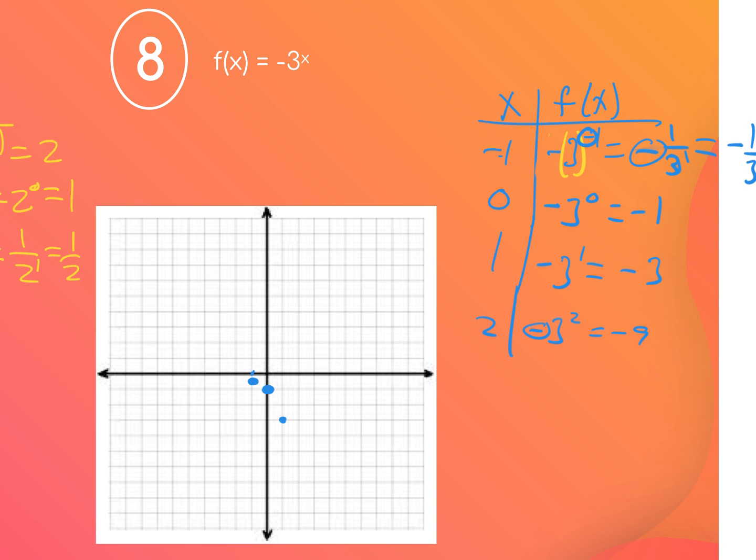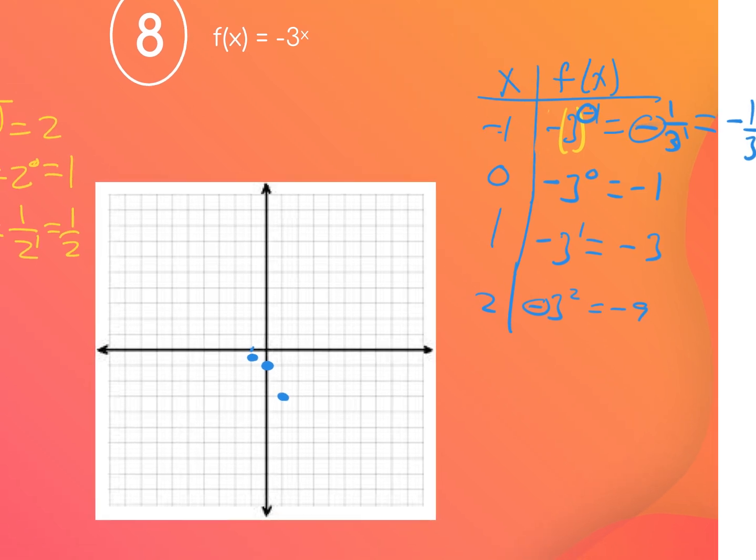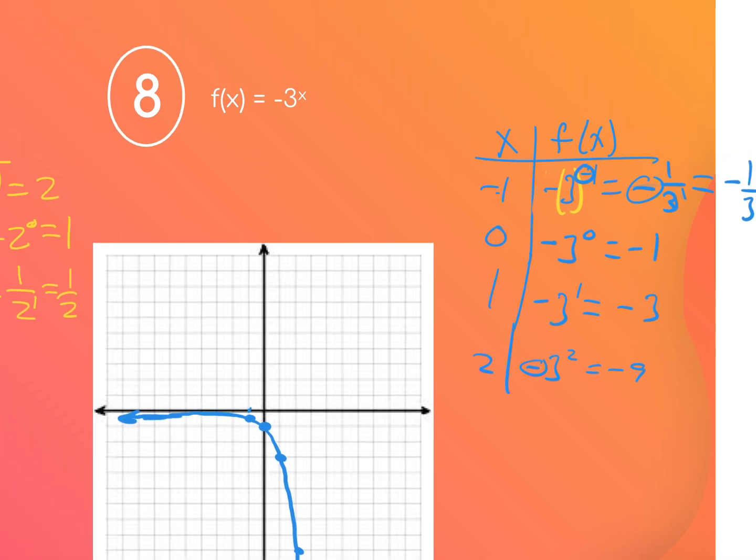But I'm going to plot the points that we have. So we have a 1, 3, and then a 9 is going to be down here, right? And then we see that we're kind of still hugging the x-axis and getting bigger, but we're getting bigger in the negative direction, right? So our function is going to look something like this. And then that's what this negative out front is going to do. This negative is going to reflect over the x-axis.